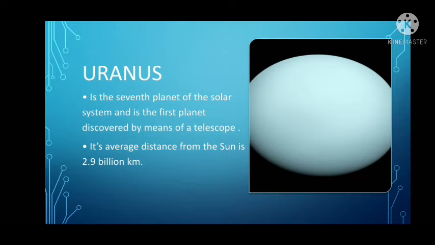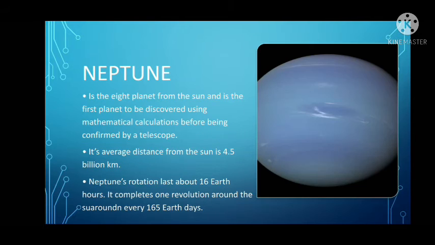It takes 17 hours to complete its rotation and 84 Earth years to complete its revolution. Its equatorial diameter is 118 kilometers. Uranus has rings too. There are 11 rings around it. The rings are dark, narrow, and widely spaced. The planet also has 27 moons, the largest of which is called Titania.